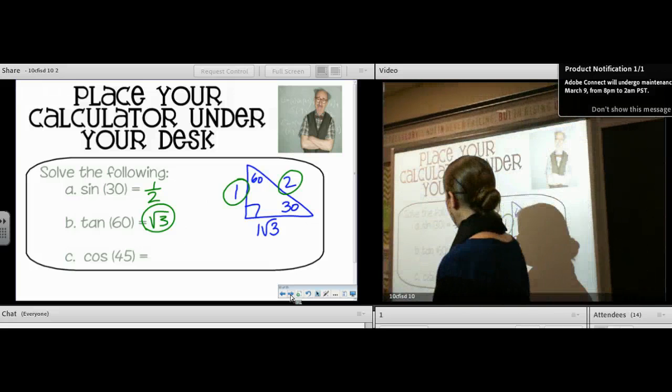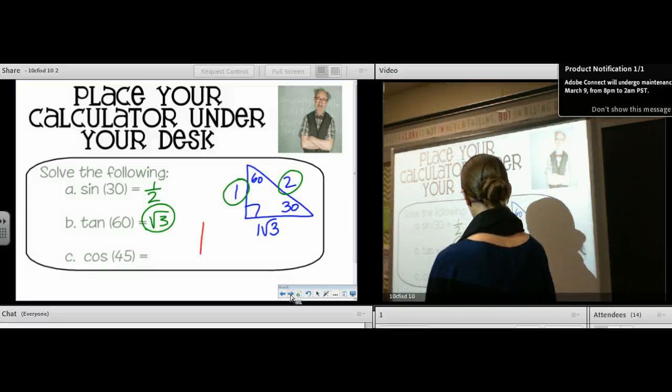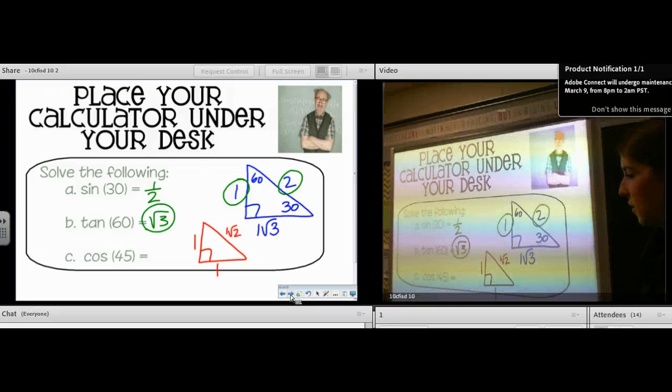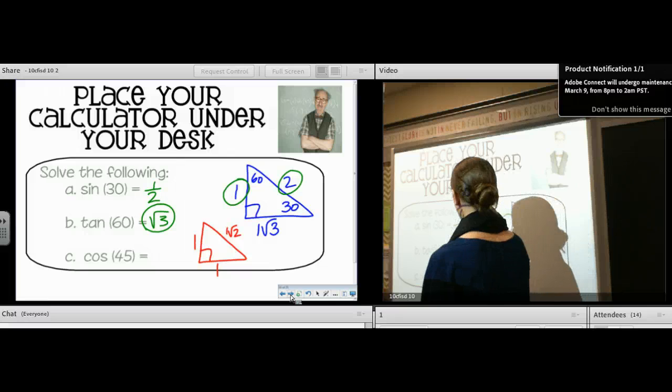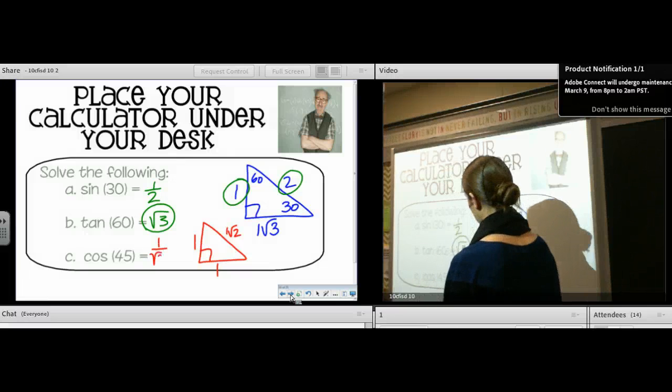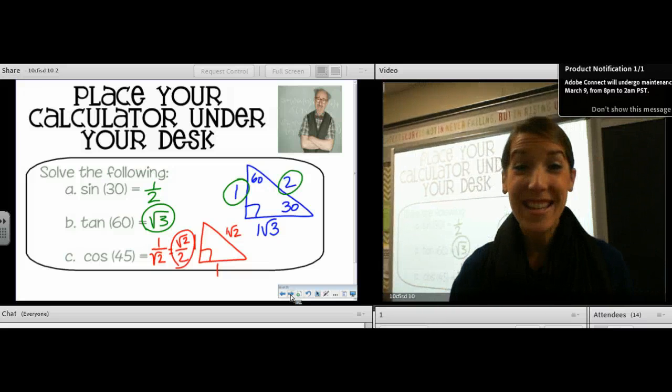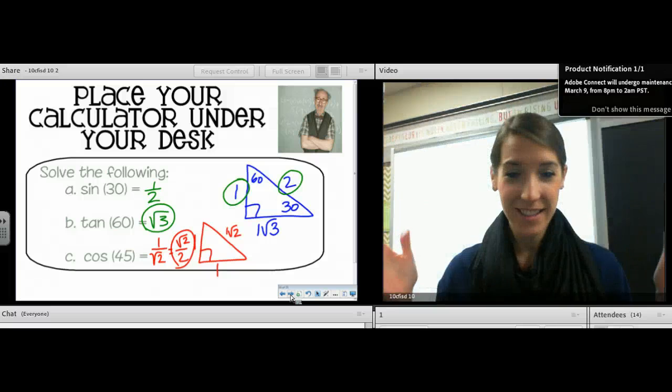Okay, what's the cosine of 45? 1 over root 2. Adjacent over hypotenuse, and that would be square root 2 over 2. Fun! We just did trig without a calculator. Woohoo!